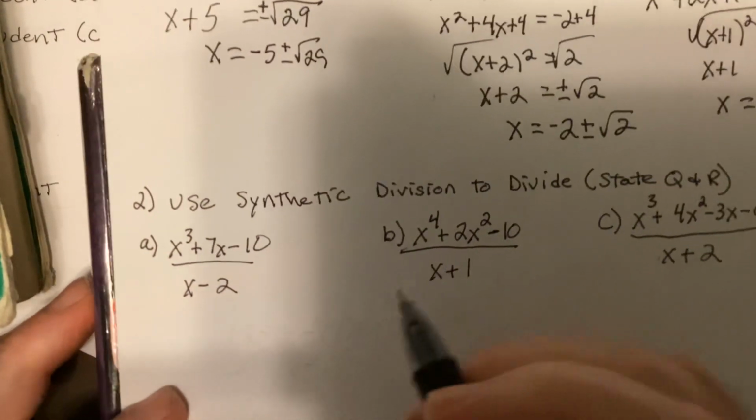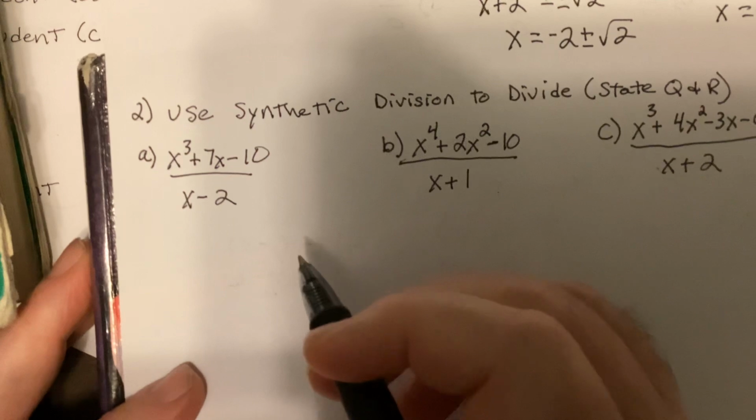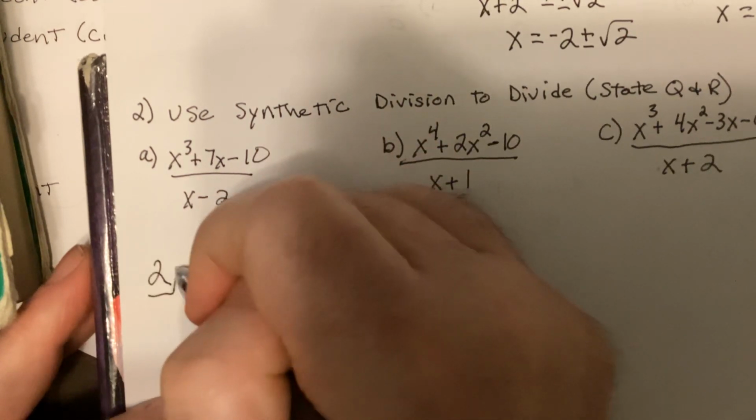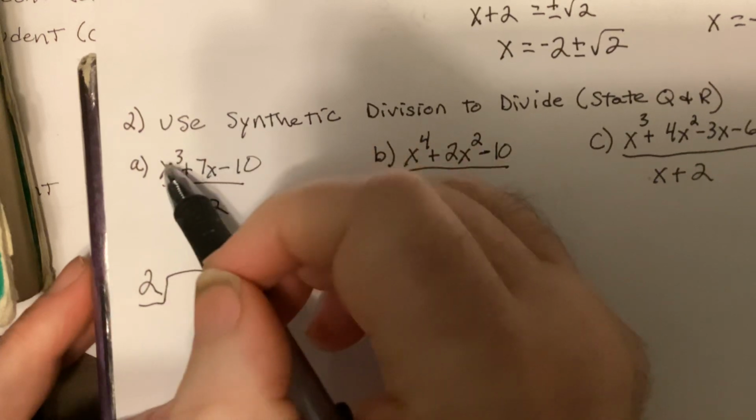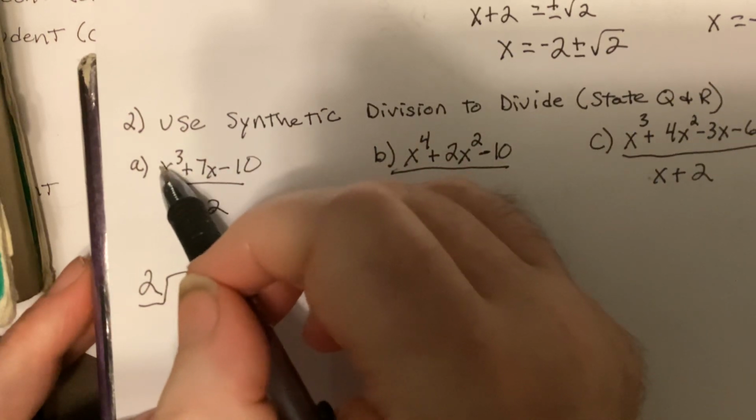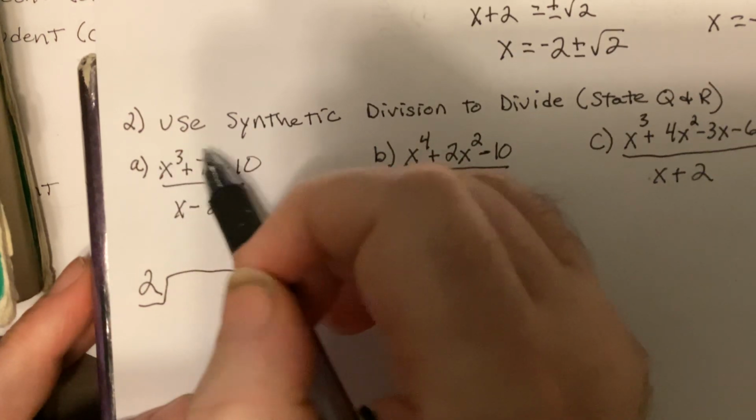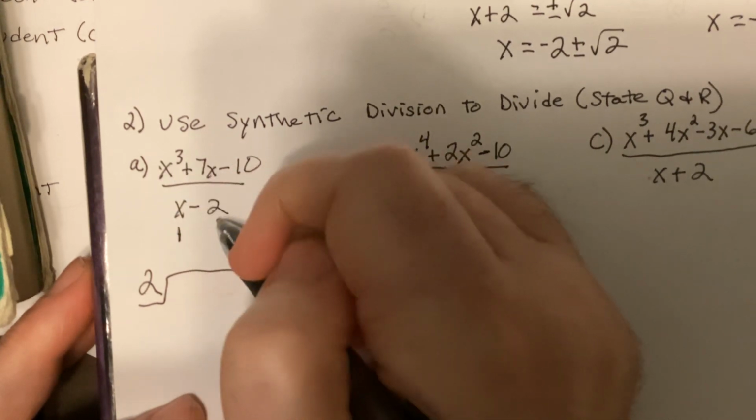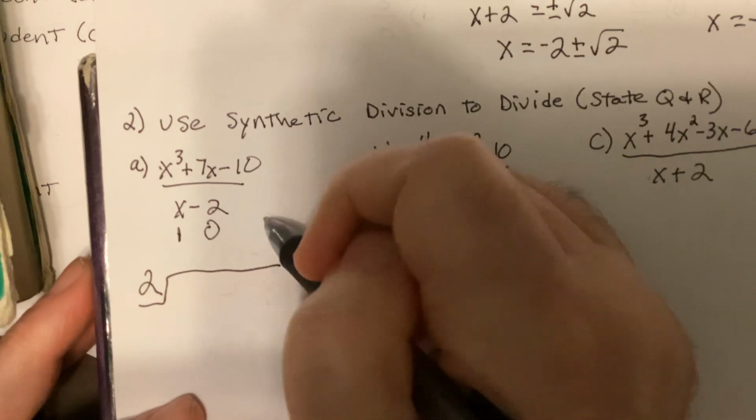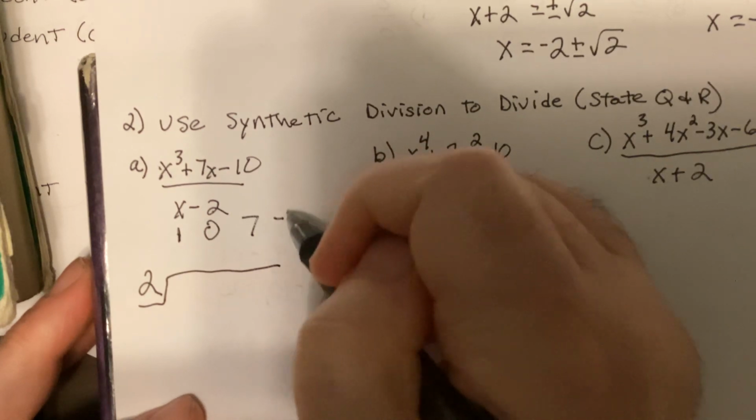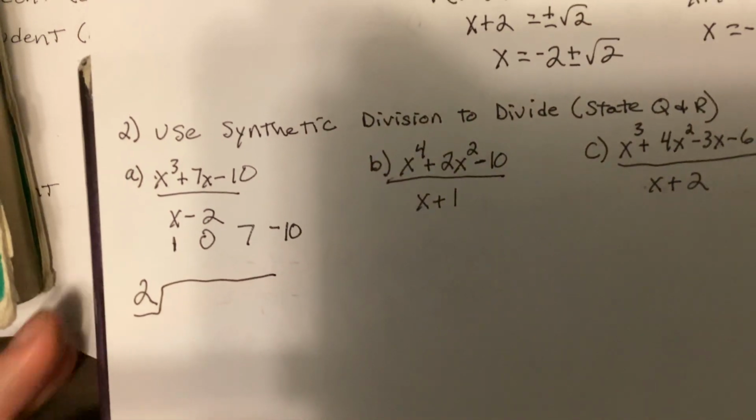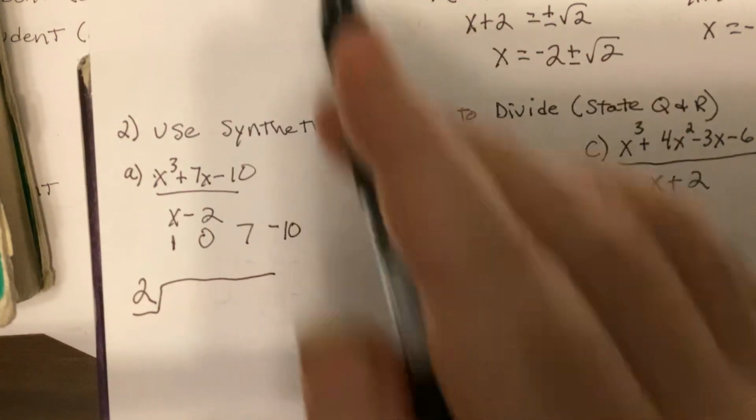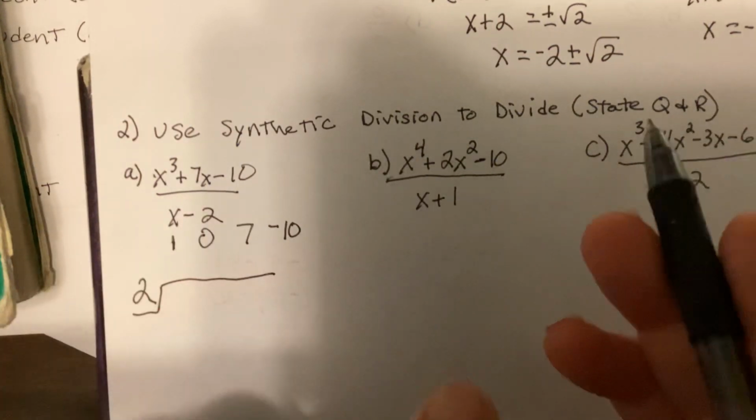Now, using synthetic division, so I take the opposite of this number. I go the coefficient of the highest power term and then down by 1, so it'd be 1. X squared is missing, so I put 0. 7, negative 10. Now, if you remember, it's bring down, multiply, add. Bam! Bring down, multiply, add.